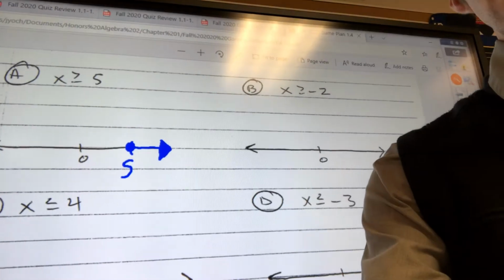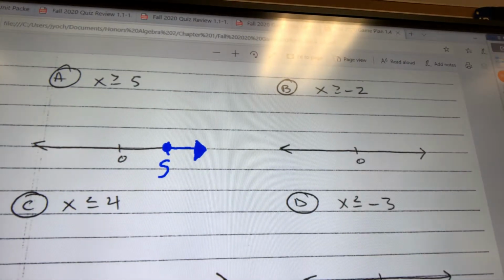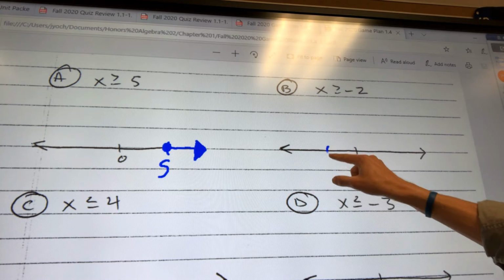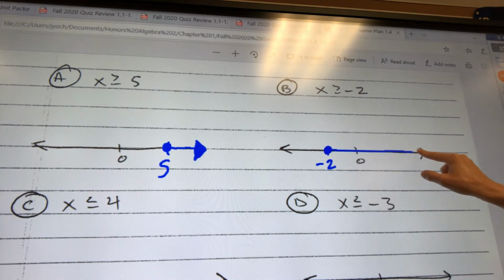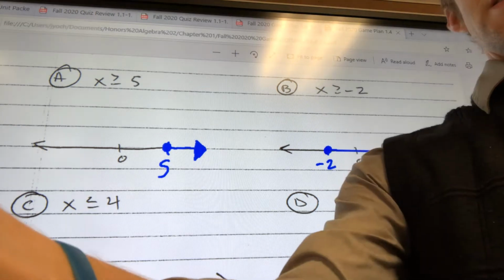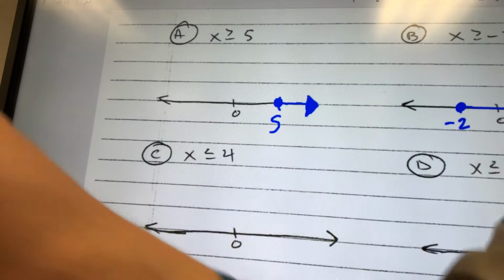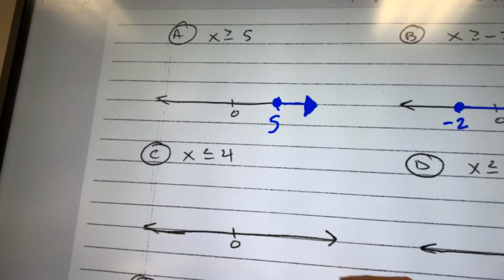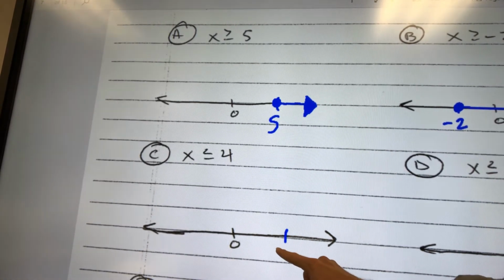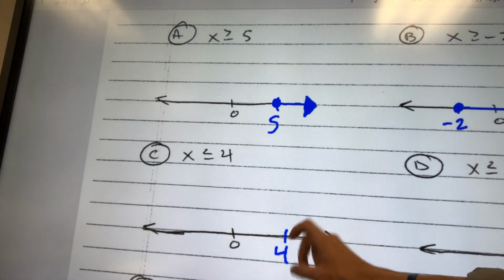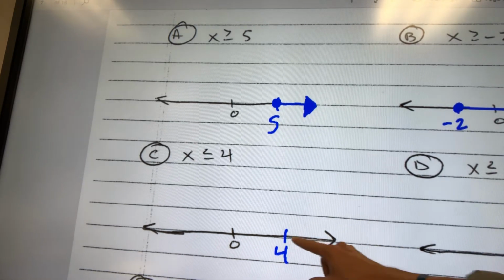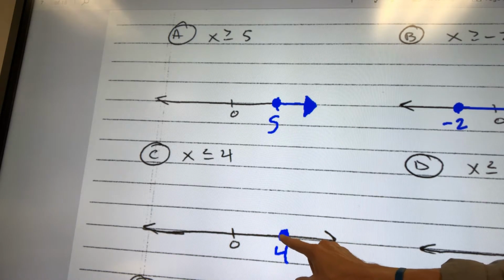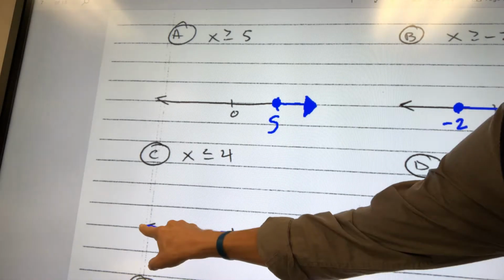Then on B, x greater than or equal to -2. Here's -2. Greater than or equal to, shade to the right. Then on C, x is less than or equal to 4. These are all the equality ones. So 4 is greater than or equal to x, or x is less than or equal to 4. Closed circle. Shade to the left.